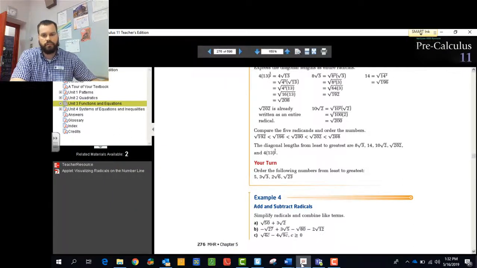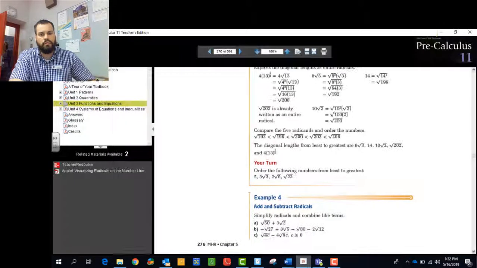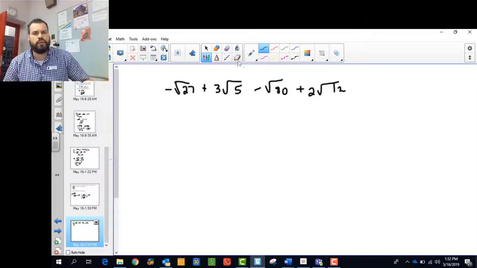The second one here says negative root 27 plus 3 root 5, minus root 80, and then plus or minus 2 root 12. Okay, so if we try to add all these together right away, you'll notice that everything under the radical sign, so all the radicands are actually different, so we can't do anything with them.